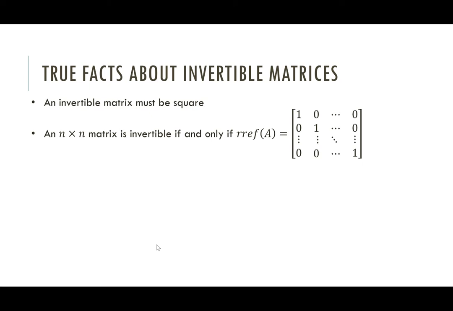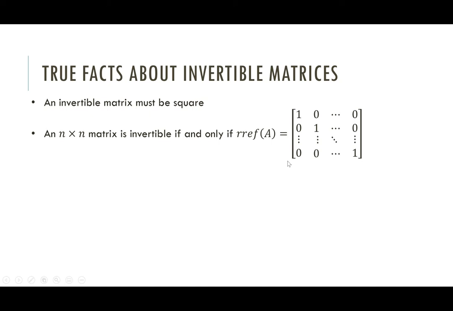And actually, the next couple things I will say might motivate that. But here's another true fact. If you have a square matrix, it's invertible if and only if its reduced row echelon form is the identity matrix. All right, so why does that make sense?